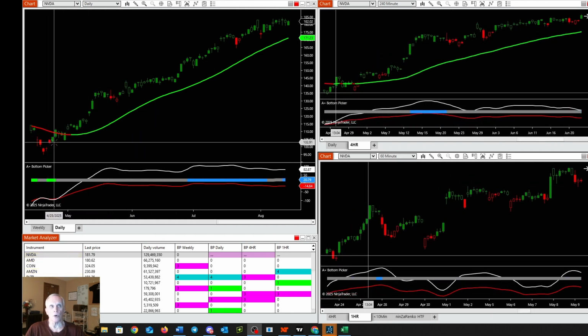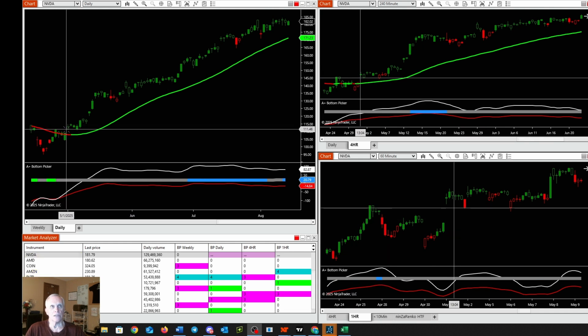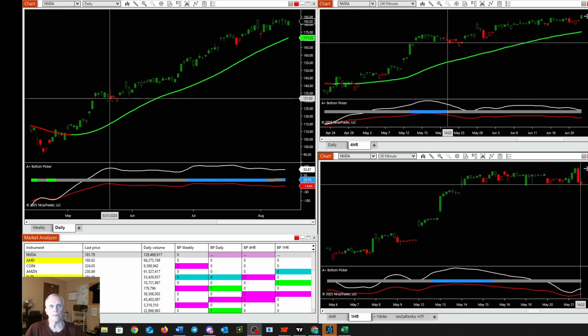Then we have the color bars. These are what we call the GHL color bars. So they're very responsive and they hold on to a trend very nicely inside of this structure here.